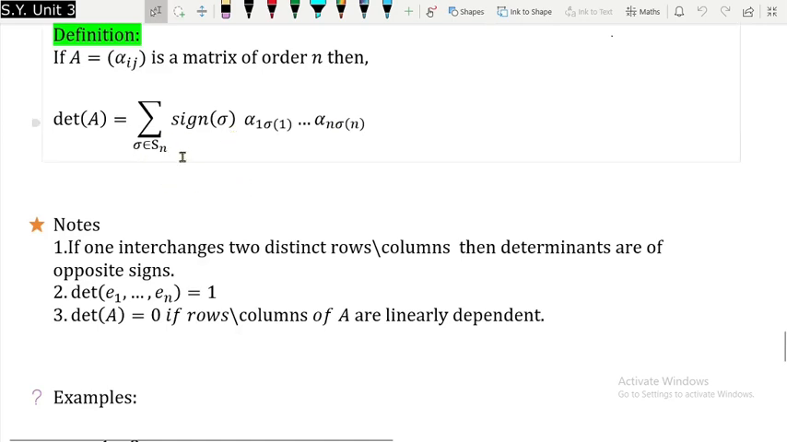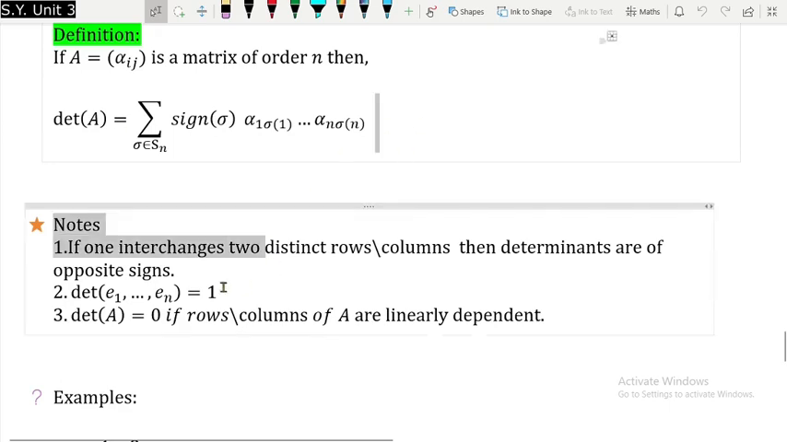And why there will be 6 terms for n equal to 3? Because this sigma is varying in S3 in that case, and for each sigma you will have 1 term. So since there are 6 elements in S3, you are going to have 6 terms. Obviously we will see one example, then the idea will be clear.